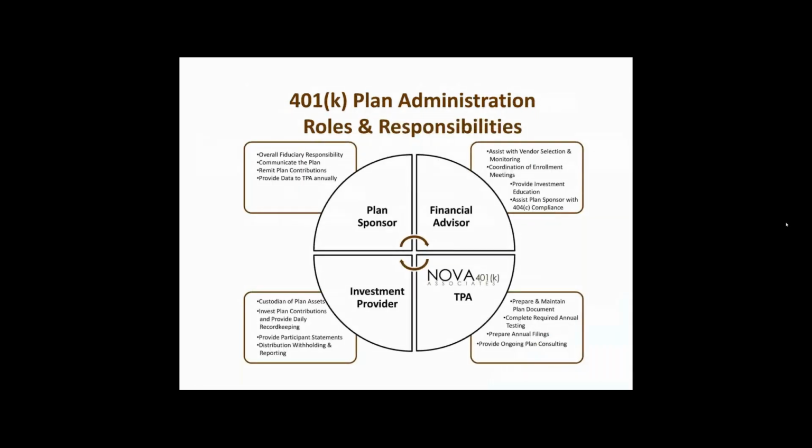So, quick overview of the service model that we use here at Nova. We use what we call an unbundled model, so we partner with other firms to provide all the service to your plan and to you as a company. But the 4 distinct roles are the plan sponsor, which is your company. You decide you want to have a plan. Your primary responsibilities involve enrolling people into the plan in a timely manner, and sending in the contributions that come out of your payroll system to the investment provider.